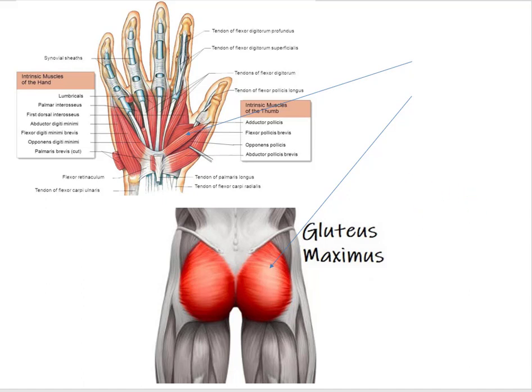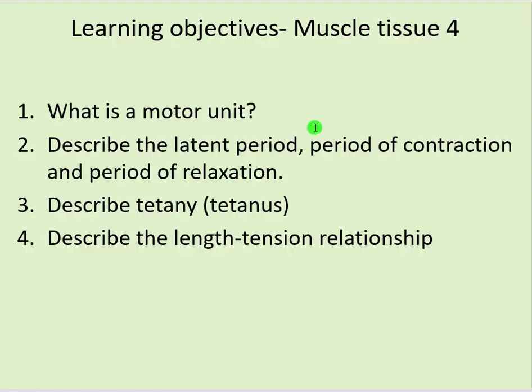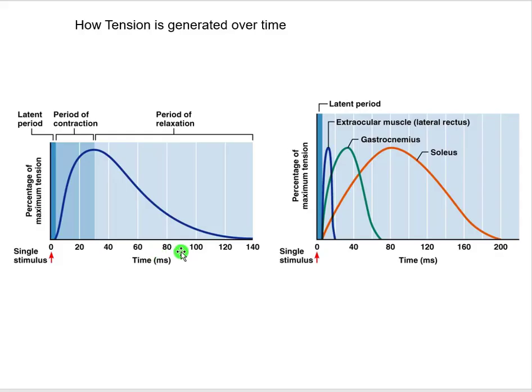And so that's where the concept of motor unit size becomes really important. Okay, so now you know the definition of a motor unit, and that was our first learning objective. So now let's go into this next concept of latent period, period of contraction, period of relaxation. This actually, there pretty much is some intuition for you guys already.